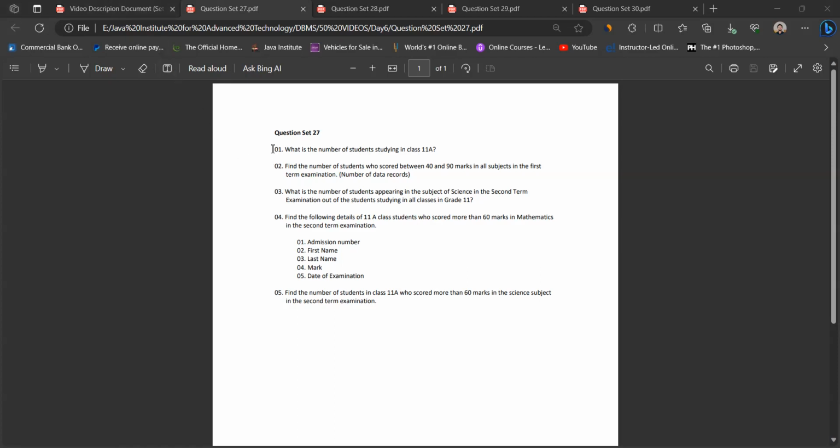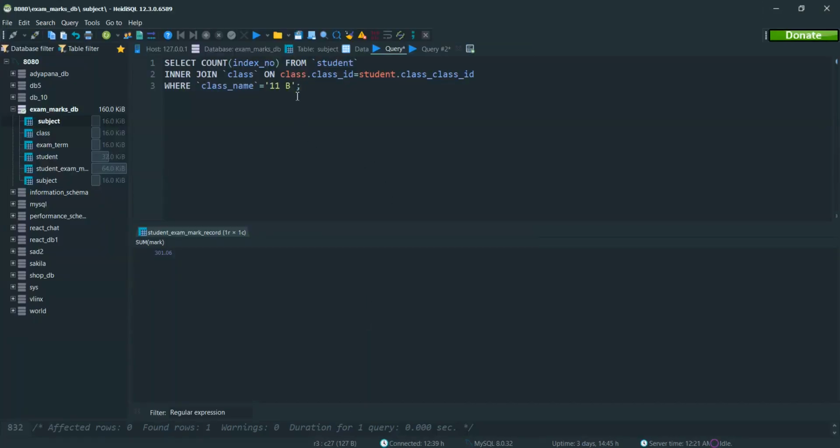So let's get started with the question. Question 1. What is the number of students studying in class 11A? Number of students 4.